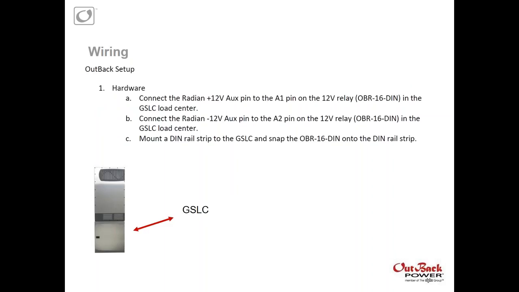Now, for inside the Radian, in your load center, you're going to put the OBR relay in the load center. You're going to need to put a DIN rail strip in there for it to mount to, and then you basically just attach the pin both to the SolarEdge and to the load center via that relay.